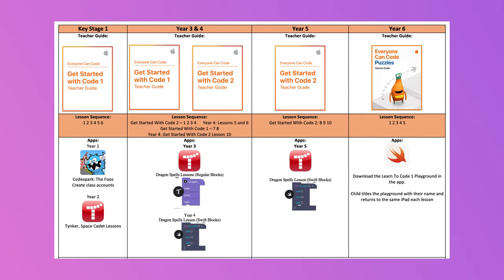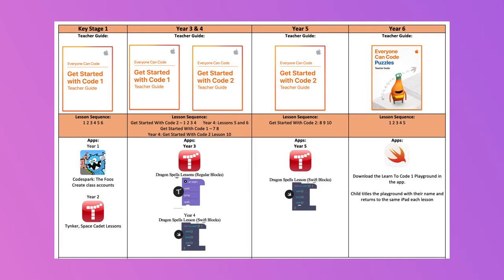We start with Get Started with Code 1 in Key Stage 1 in Year 1, and the children use the CodeSpark Foos app. They then move on to use Tinker and the Space Cadet lessons. The Get Started with Code 1 teacher guide moves into Year 3, where the children keep using Tinker, and they move from using the English Tinker blocks and they head into using Swift blocks in Year 4.